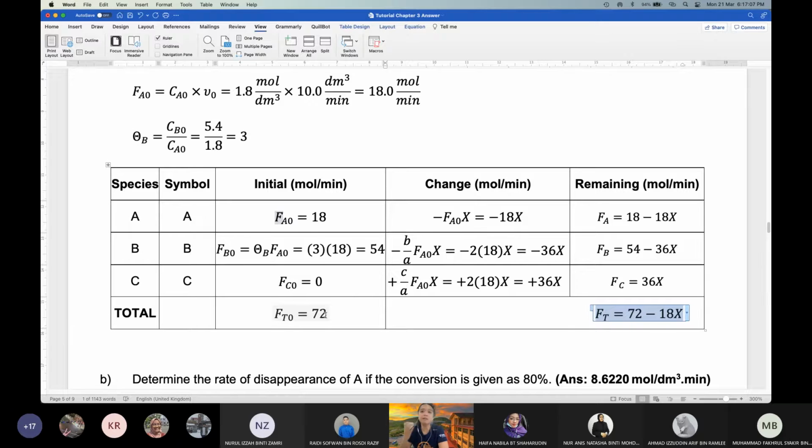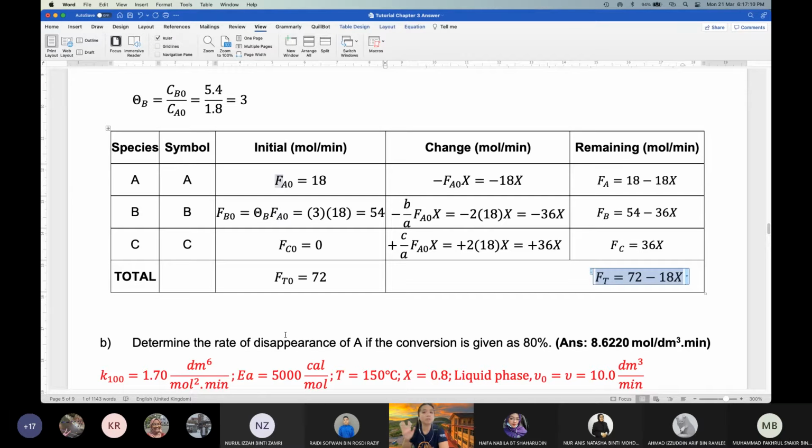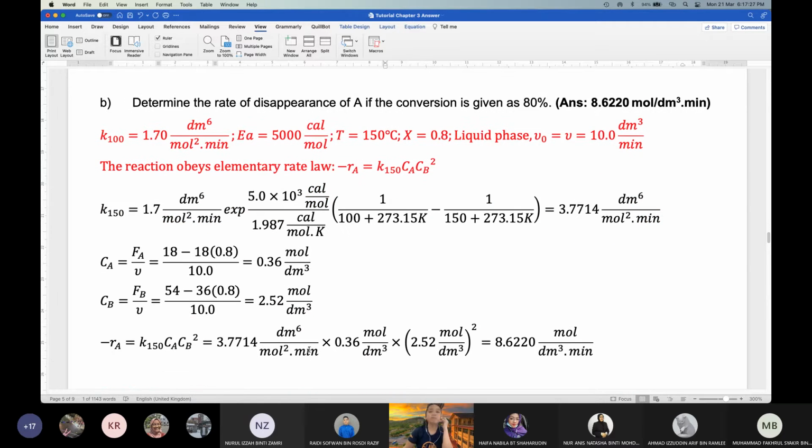The table is actually not difficult. Just that normally students cannot do it because they don't find FA0 or they misinterpret the information, so they put in the wrong FA0. So the whole table is wrong in that concept. Right? Okay, done. So I will go to part B. Part B is where we want to focus a bit. Part B says, determine the rate of disappearance of A if the conversion is given as 80%.